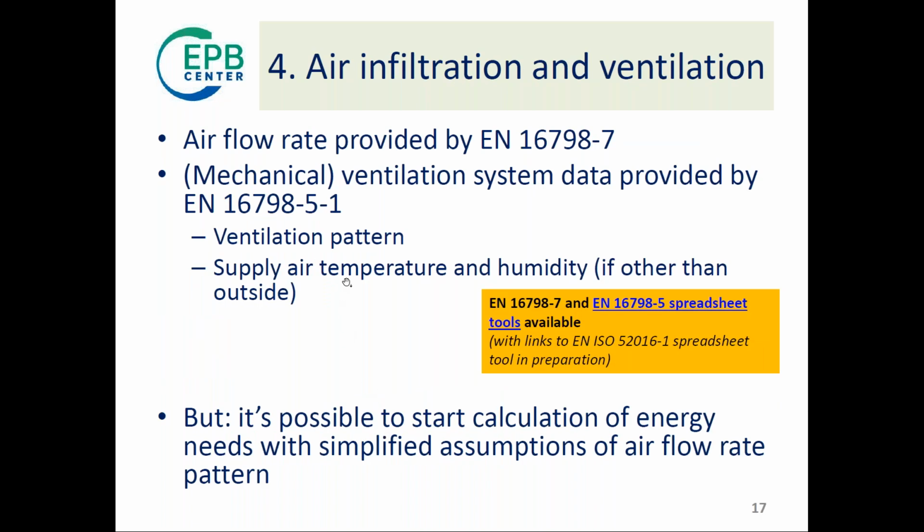Then the next set of input data are air infiltration and ventilation. The EPB standard EN 16798 part 7 provides the airflow rate, and the ventilation system data are provided by part 5 of the same series of standards, which gives you the ventilation pattern and the supply air temperature and humidity, if not simply the outside temperature and humidity. And spreadsheet tools for these two are also available at the website. So yeah, you could run these standards and get the input data for calculating the energy needs, but that's another hurdle. So to start with, I would say start the calculation of the energy needs with simplified assumptions of the airflow rate pattern. And then later on, you could add more details by adding these standards to it.